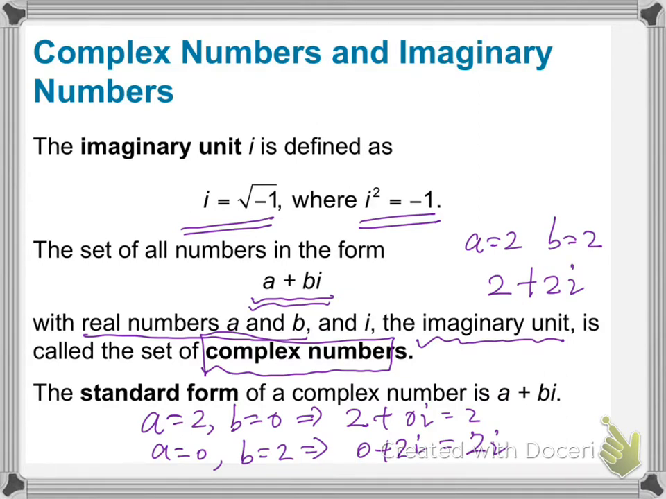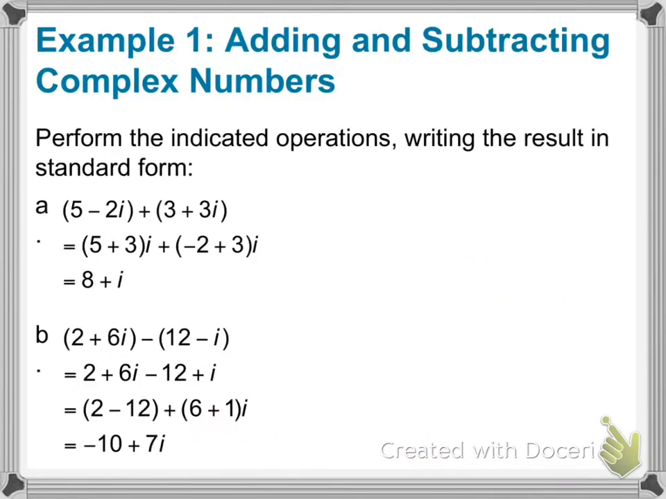a is called the real part of the complex number, and bi is called the imaginary part of the complex number. So that's the definition of a complex number.